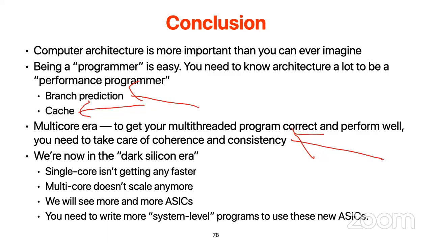And again, we are now in the dark silicon era, and as we have heard many times, single core is not getting any faster, and multi-core doesn't scale anymore either, because you are not able to put more transistors within the chip anymore. And you are going to see more and more application-specific ICs.